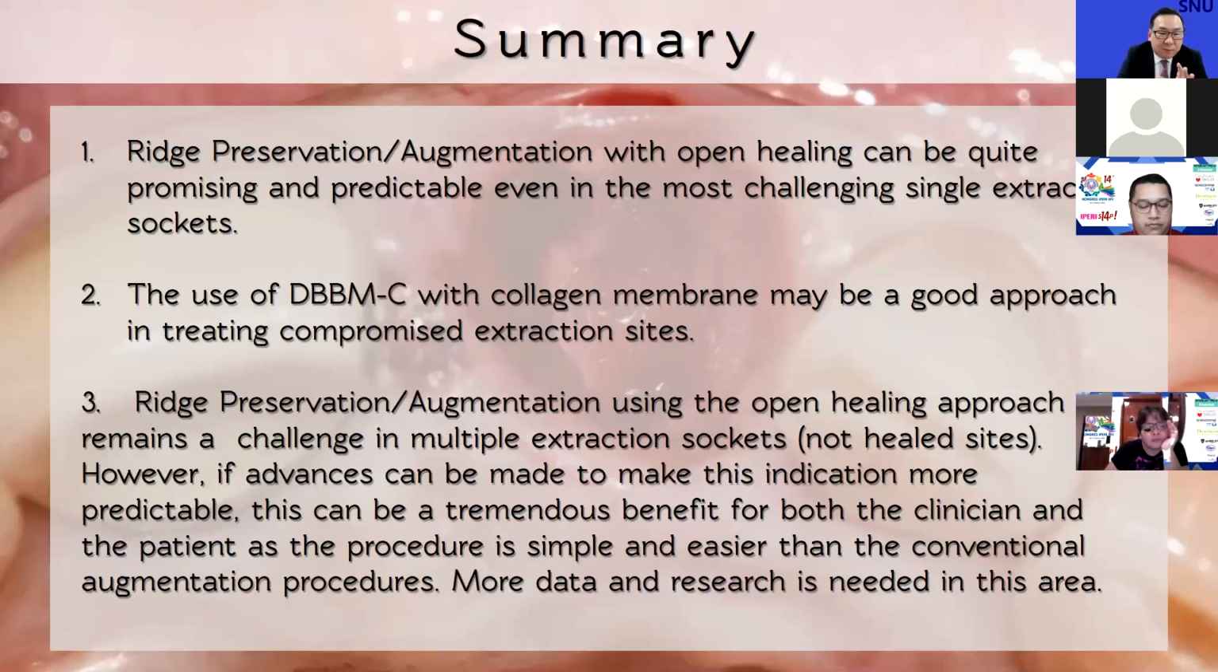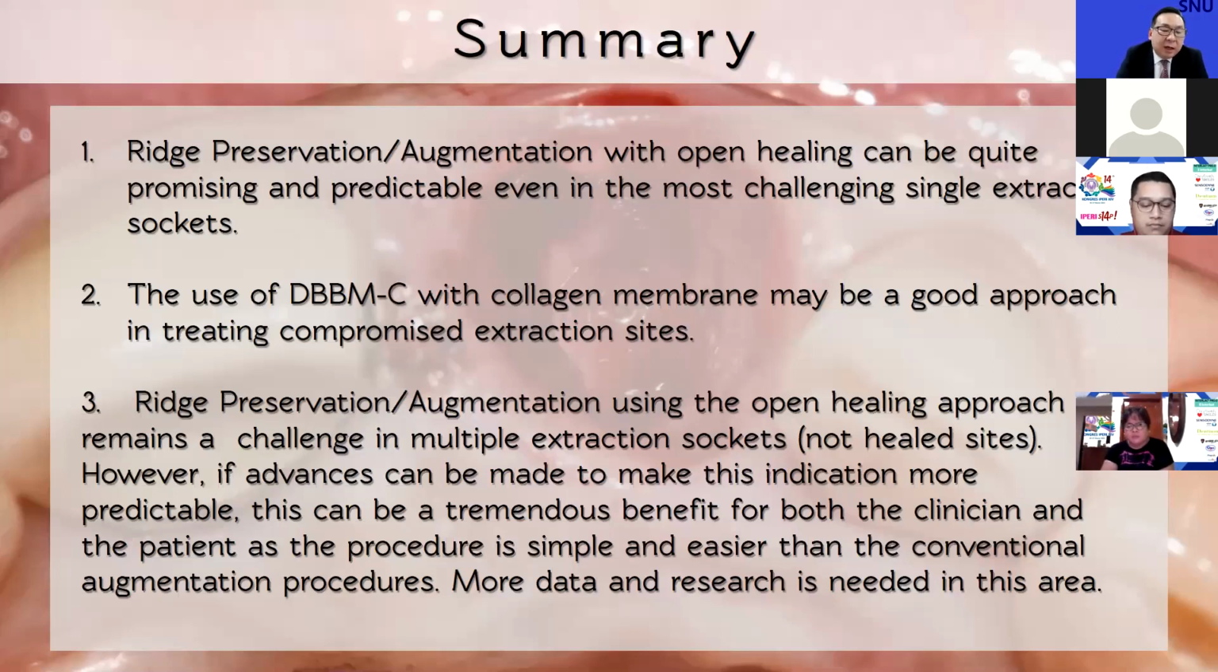Now, the use of DBBMC with collagen membrane, I think it may be a good approach. However, we know that it's also very expensive, okay? We know that these products are very expensive. So now we can use other products as well. Some of them are less expensive. So yeah, so I think a combination of that could actually enhance the predictability also.